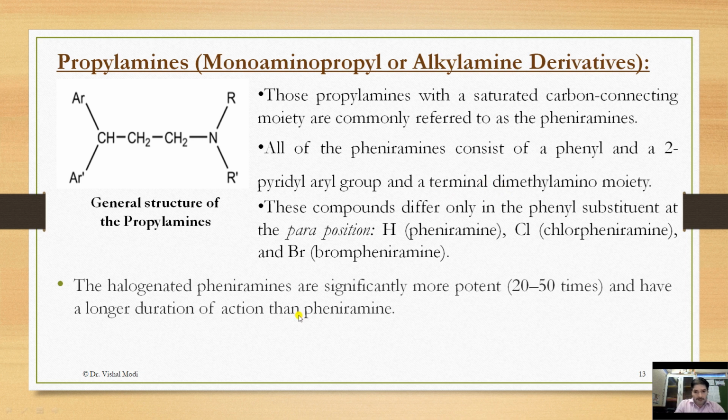If H is there, then it is called pheniramine. If Cl is there, then it is called chlorpheniramine, and if bromine is there, it is called brompheniramine. Okay. The halogenated pheniramines are significantly more potent. Approximately 20 to 50 times more potent and have a longer duration of action than pheniramine, because their lipophilicity is enhanced.